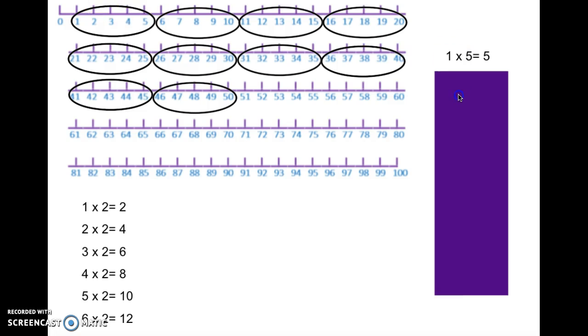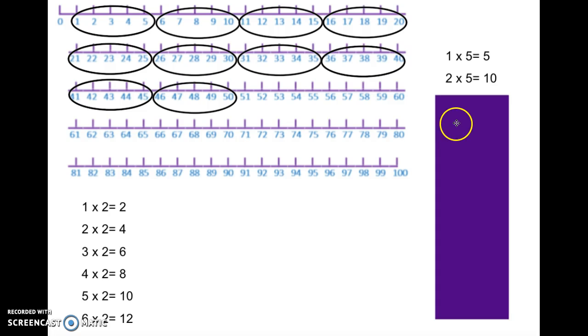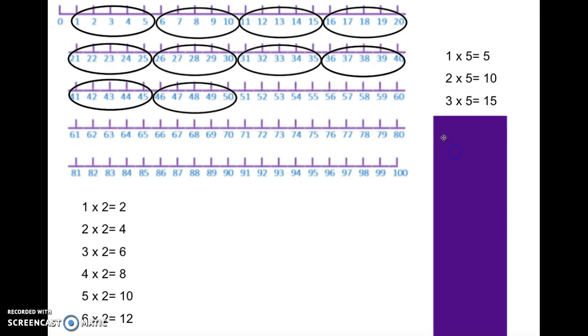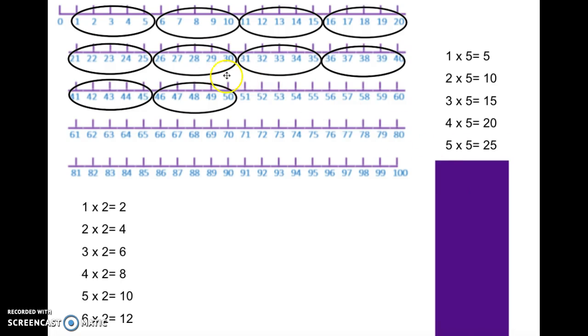1 set of 5 is 1 times 5 is 5. 2 sets of 5 is 2 times 5 is 10. 3 sets of 5 is 3 times 5 is 15. 4 sets of 5 is 4 times 5 is 20. 5 sets of 5s is 5 times 5 is 25.